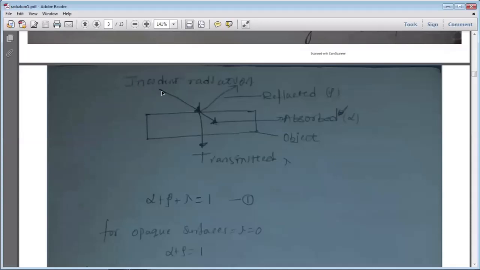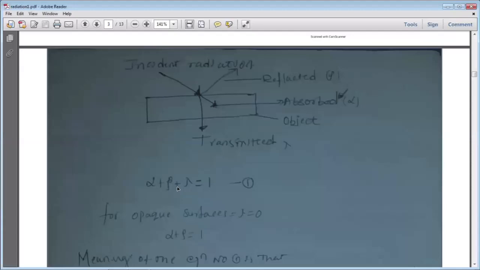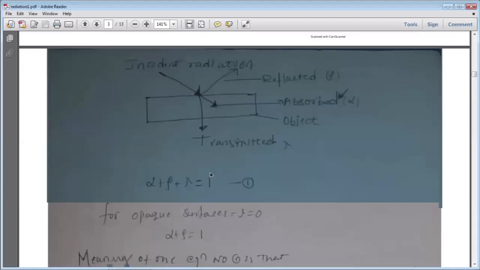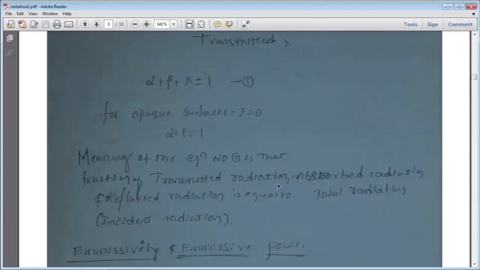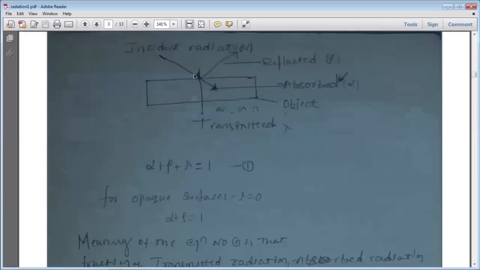This is called the incident radiation on the object. In the total incident radiation, some amount will be reflected, some amount will be absorbed, and some amount will be transmitted and pass through the material. Hence, alpha plus rho plus lambda is equal to 1. The meaning of equation number 1 is that the fraction of transmitted radiation, absorbed radiation, and reflected radiation is equal to the total radiation. What is total radiation? The incident radiation.